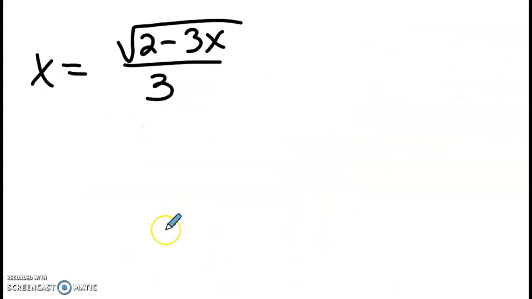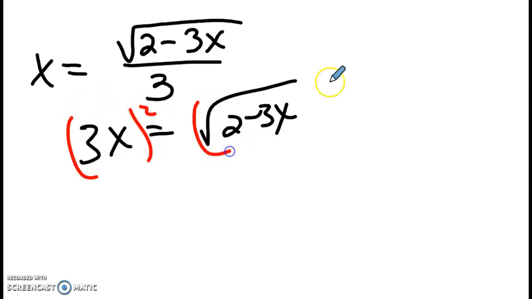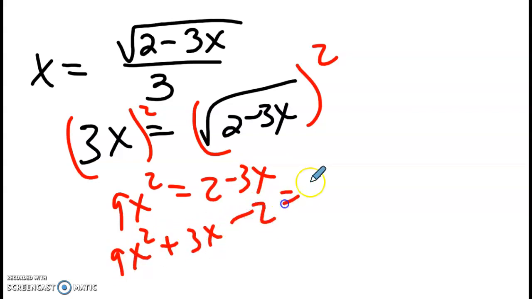Again, here, let's not deal with denominators. Let's multiply both sides by 3 before we start solving this. And then when I square both sides, don't forget to square the 3 as well. We get 9x squared equals 2 minus 3x. We have a nice quadratic. We want to set it equal to 0. So I add 3x and subtract 2. Oh boy, I don't know if that's going to factor or not.